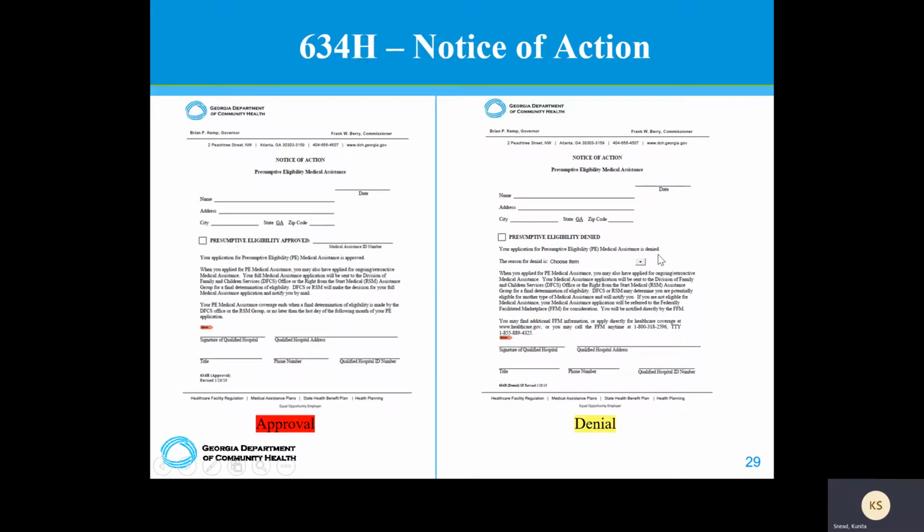Later on, you will also see that if they are approved, you will be able to print them a temporary certificate from the GAMIS web portal once you enter them in the system. In that case, they're going to get this along with the temporary certificate. Again, this is your 634H, your notice of action, either approval or denial.